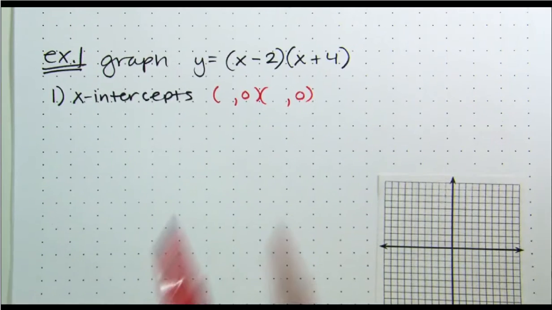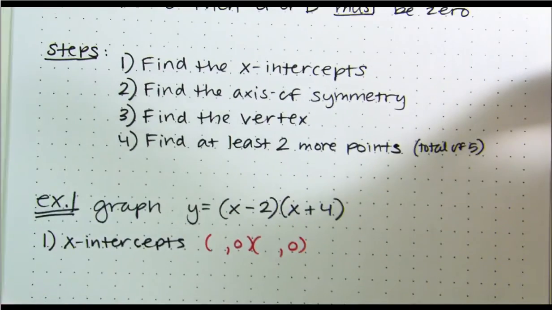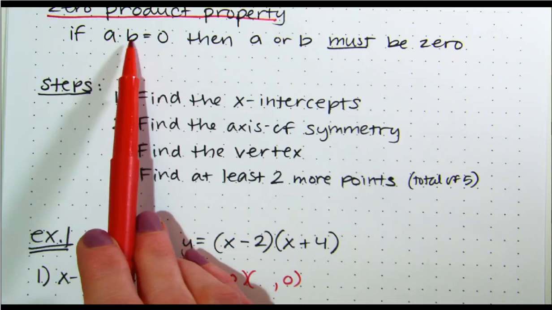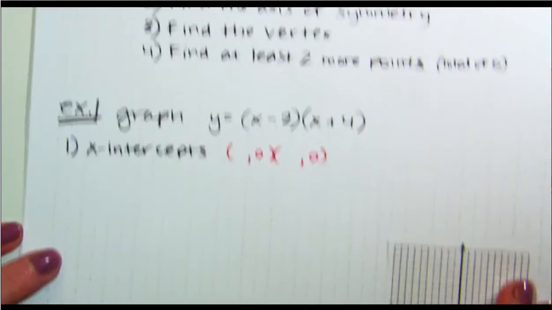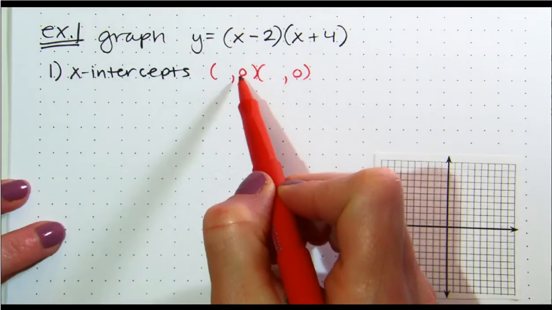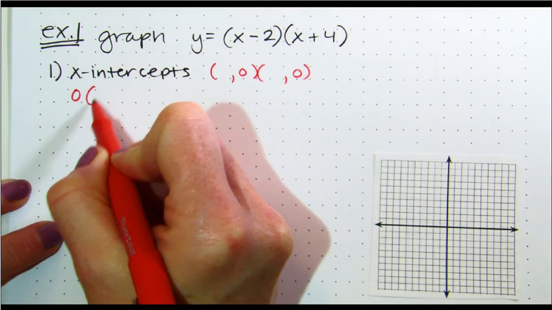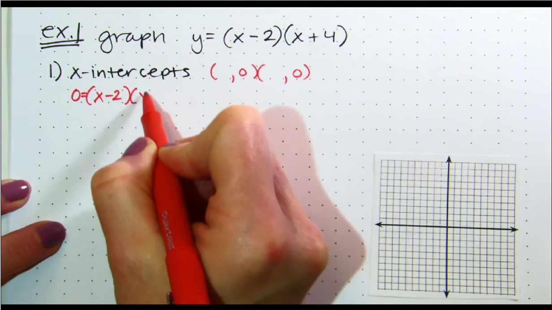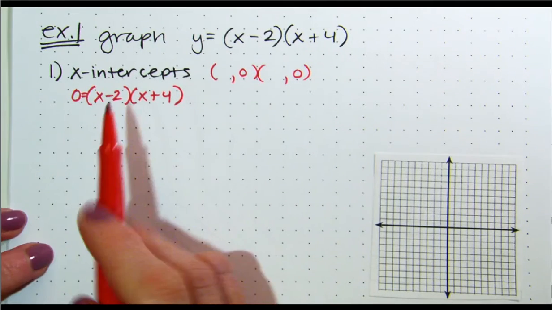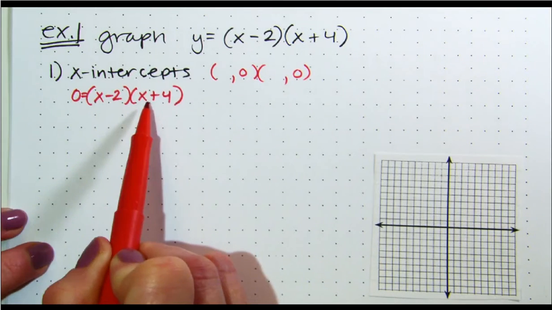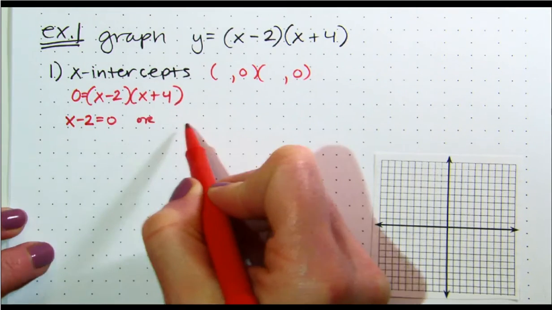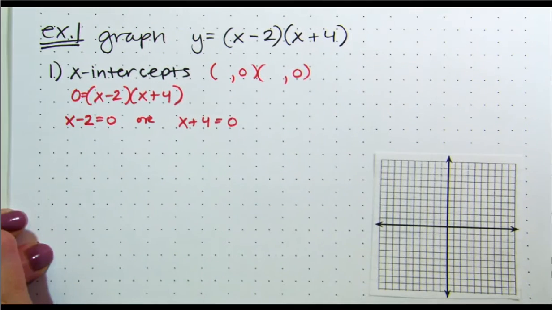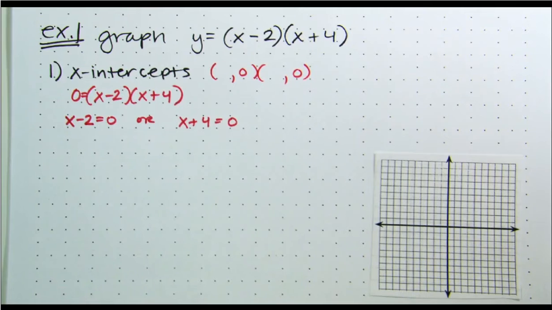Now, this zero product property comes in handy because it says if you have 2 numbers multiplied and they have to equal 0, then one of these 2 must be 0. So if I substitute my y with a 0, then what I'm saying is if these 2 expressions multiplied equal 0, then that means x minus 2 has to equal 0 or x plus 4 has to equal 0. One of those 2 expressions has to equal 0 to make y 0.